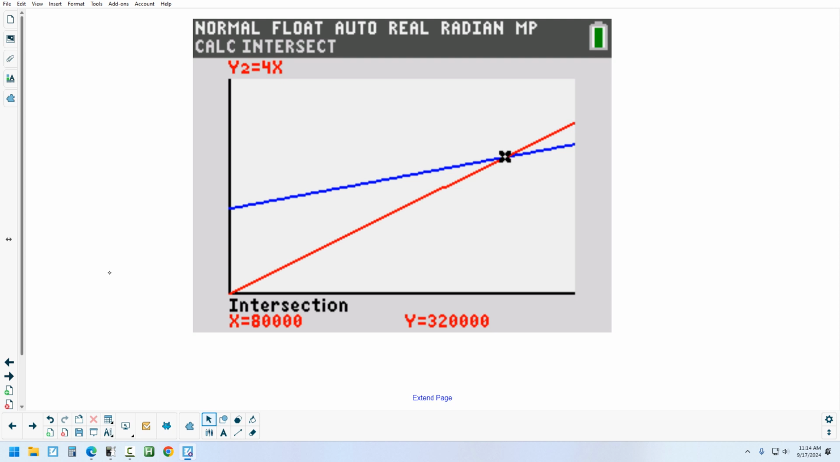Revenue is the money that the company takes in, not necessarily their profit. So if I sell 80,000 shirts, my cost is 320,000, and the revenue is also 320,000. The cost and the revenue are the same. The profit is 0. So that's how you solve it graphically. Graph each one. You've got to make sure the intersection point is on the screen when you set your window.